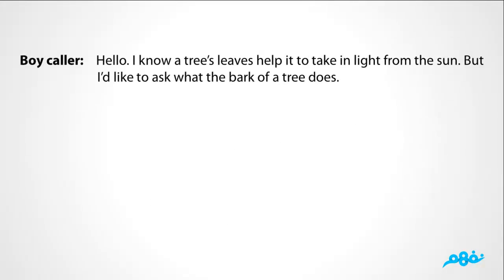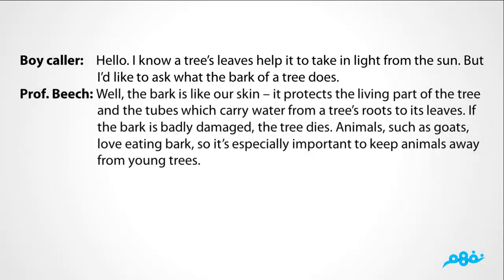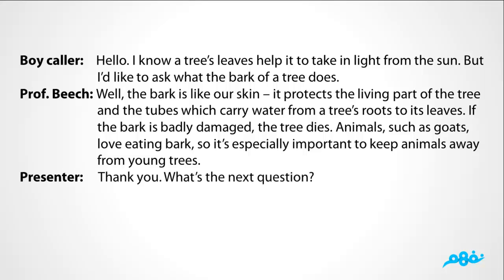Hello. I know a tree's leaves help it to take in light from the sun. But I'd like to ask what the bark of a tree does. Well, the bark is like our skin. It protects the living part of the tree and the tubes which carry water from a tree's roots to its leaves. If the bark is badly damaged, the tree dies. Animals, such as goats, love eating bark. So, it's especially important to keep animals away from young trees. Thank you. What's the next question?